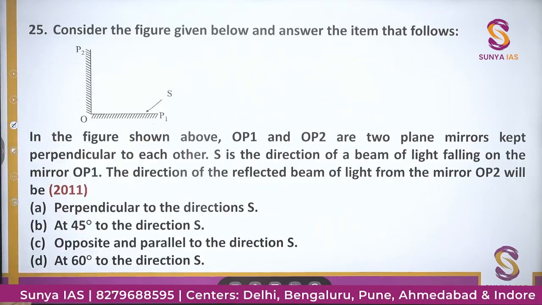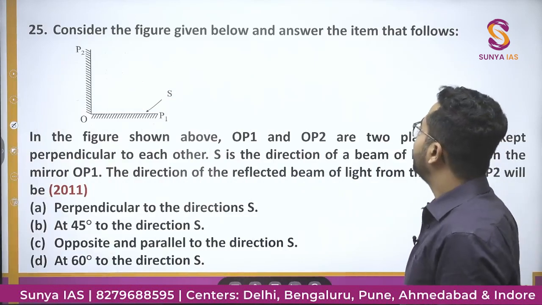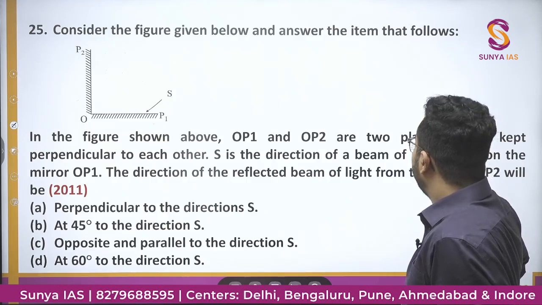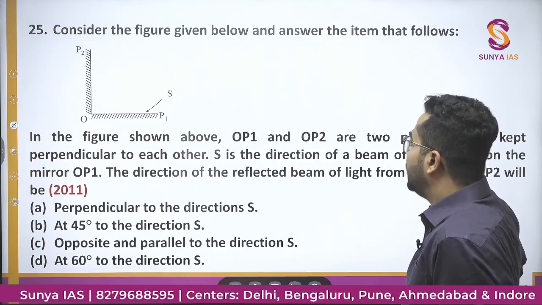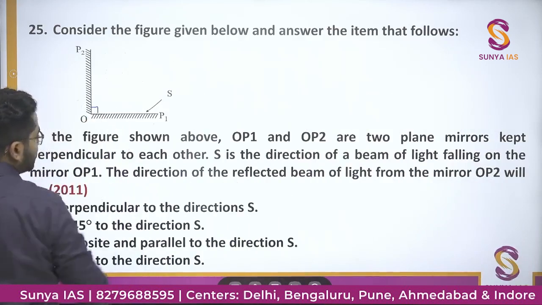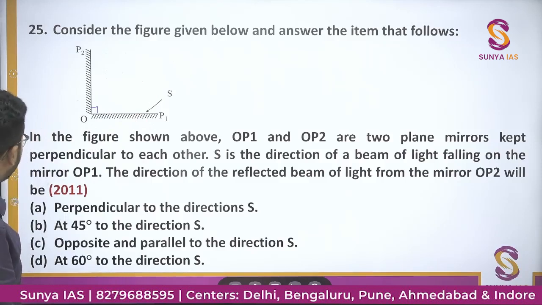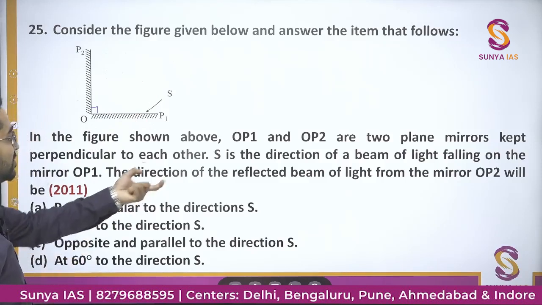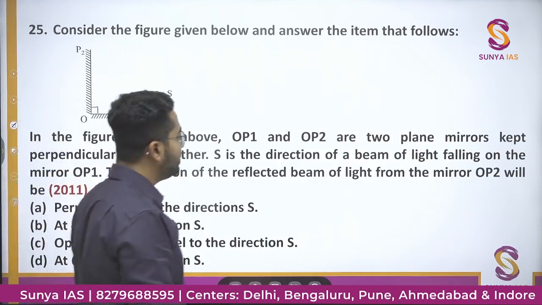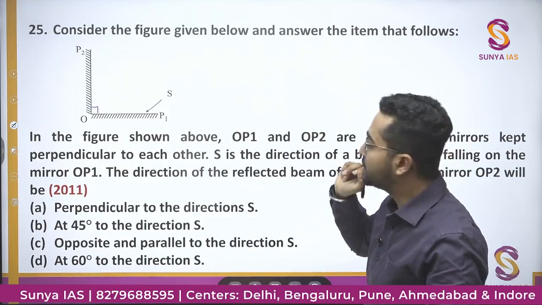This question is asked in the year 2011. Consider the given figure, figure given below, and answer the item that follow. In the figure shown above, OP1 and OP2 are two plane mirrors kept perpendicular to each other. So these are two plane mirrors which are perpendicular. Very nice. S is the direction of a beam. Ye direction of beam hai. Falling on the mirror OP1. ठीक है. The direction of the reflected beam of light from the mirror OP2. OP2 से reflected beam का कितना होगा?